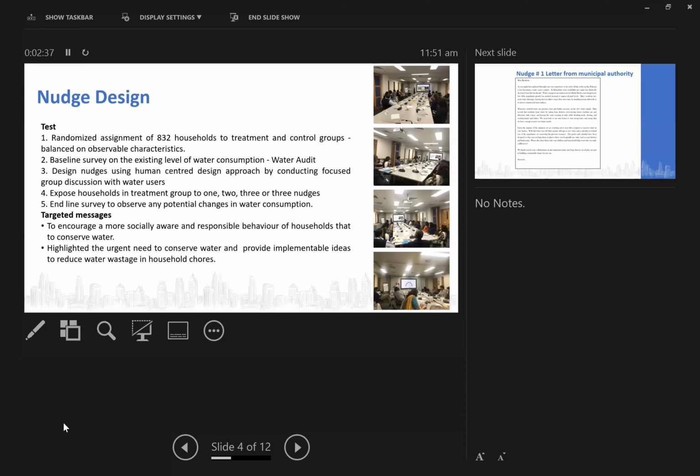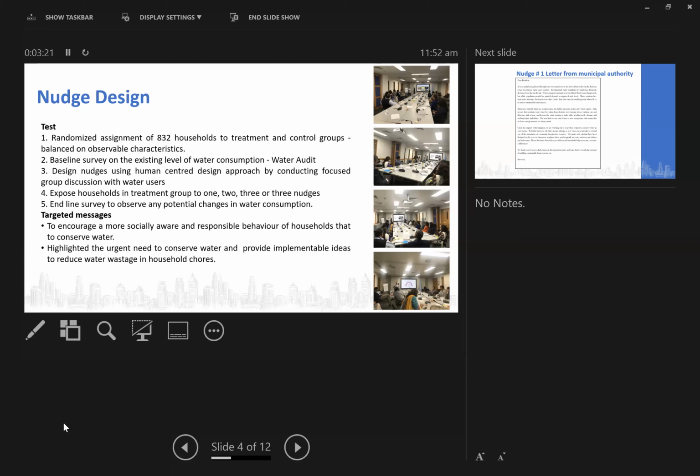In terms of how we did the test, we did a randomized assignment of 832 households and divided them into treatment and control groups. We did a baseline survey, as I said, to see the existing level of water consumption and to see where households have been using water. Then we designed some nudges, and I'll go to the next slide to reflect on what nudges we used, focusing on different themes so that we can check which sort of nudges would have an impact. And then we did an end-line survey to see how the water consumption patterns changed during the course of this experiment.